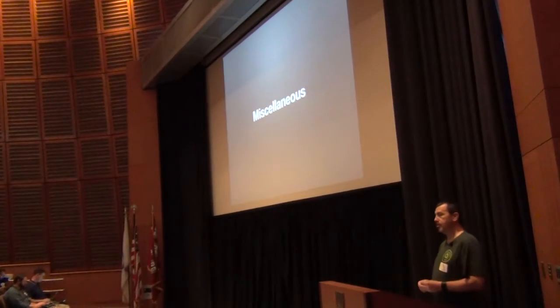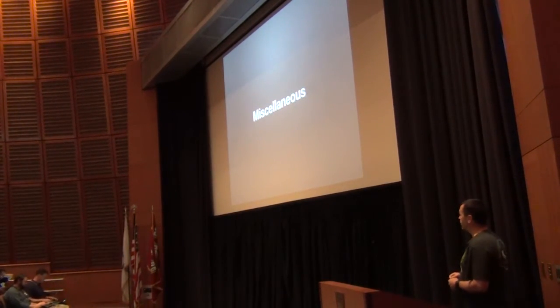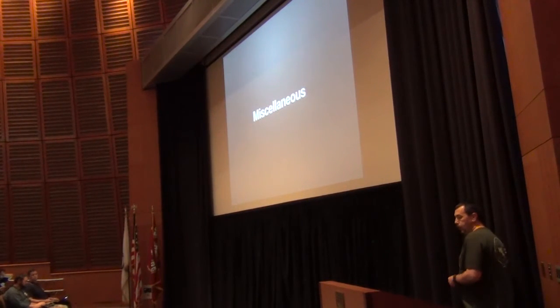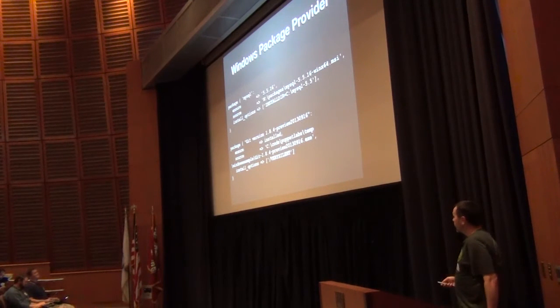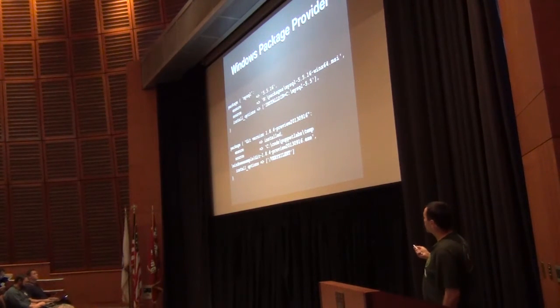So I'm going to run through these slides and I'll jump over and look at some code if people are interested. A couple of miscellaneous things. One you've already called me on, and that was the package providers. Here's an example which I just stole right from the Puppet docs.